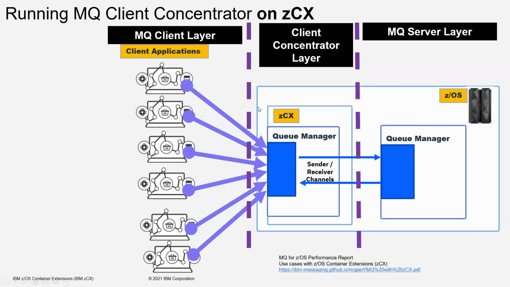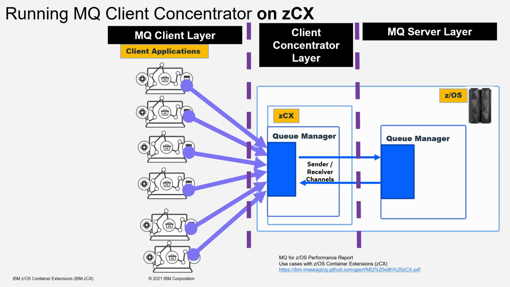Well, what about if I were to put that client concentrator layer on zCX itself? Well, with the concentrator hosted in zCX, the additional latency of that second hop is greatly reduced by leveraging the ultra high speed memory to memory same host network. And you have lower zOS CPU costs, much lower latency than running the concentrator on another platform.